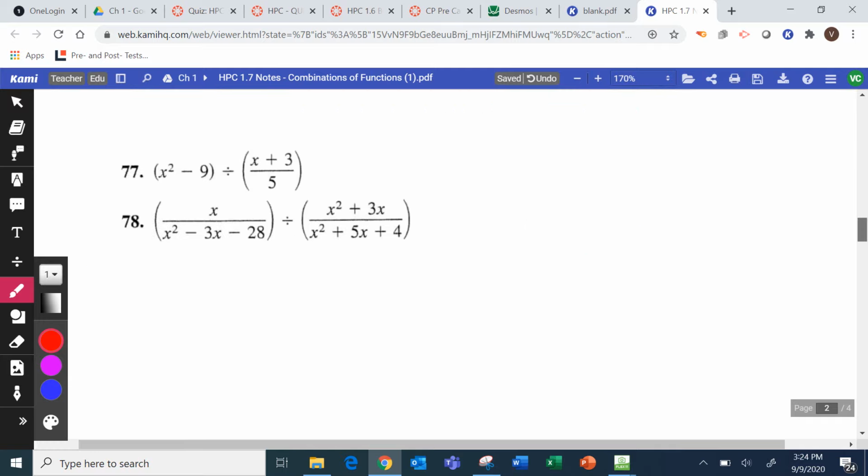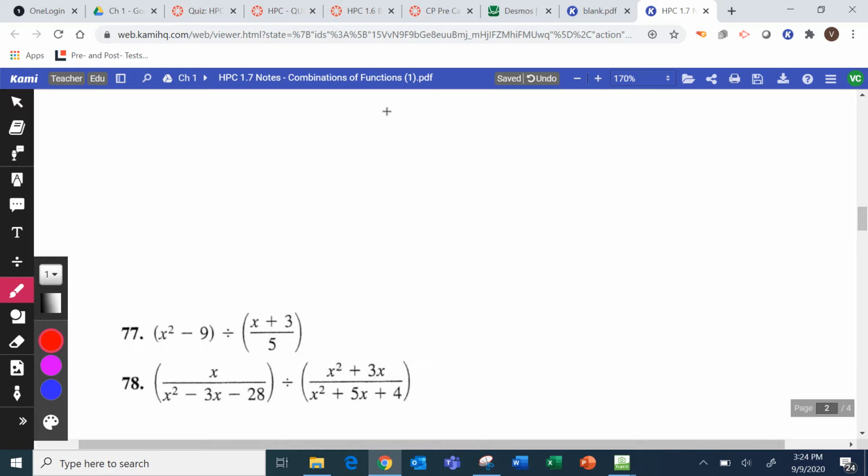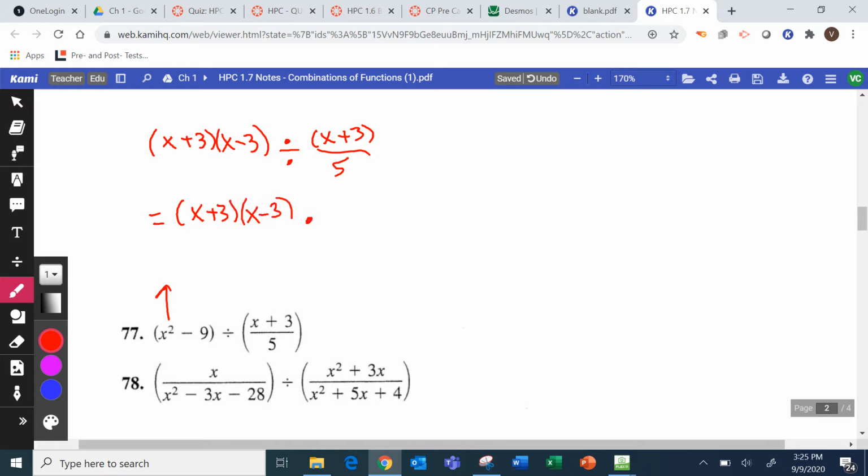All right, 77, just going to go higher with 77. We'll go this way. Something to factor. I'll go ahead and factor that first. x plus 3, x minus 3. And then we're going to divide that by x plus 3 over 5. So when we divide, we actually don't divide. We multiply by its reciprocal. So I've got x plus 3 times x minus 3, multiply by the reciprocal, 5 over x plus 3.